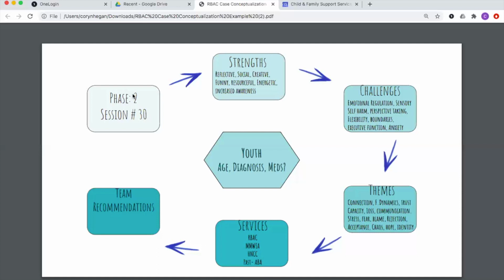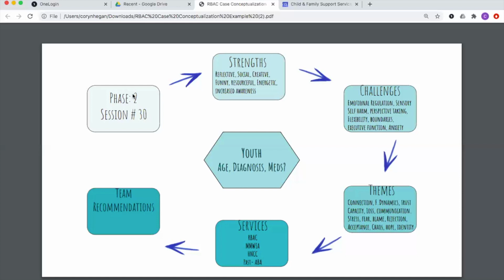A lot of the strengths we've noticed Shelly has are her ability to be reflective, social, and creative. She's hilarious. She can be very resourceful. She's energetic, and we've been noting a lot of progress in her increased awareness. Some of the current challenges we're having are with her emotional regulation. She tends to shift from one extreme to another. We are now identifying a lot of sensory needs that we didn't in the past, and we're figuring out how much of that impacts her behavior and her emotional well-being.